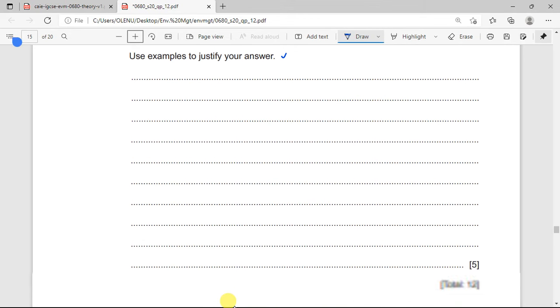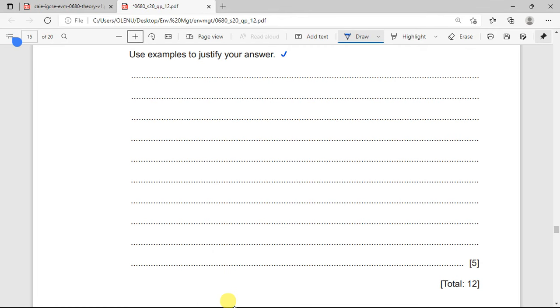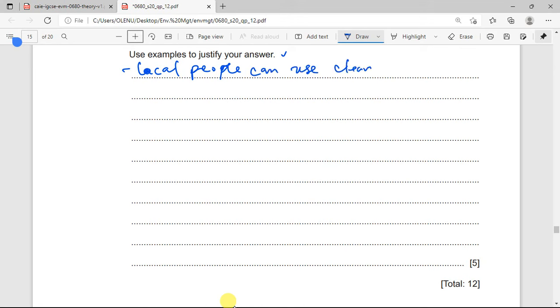This is a 5-mark question. First, you can write things like the local people can use clean water, then the big farms can use grey water. Since it's for agriculture, it's not for domestic use. Now, you see how we are bringing in the two perspectives.